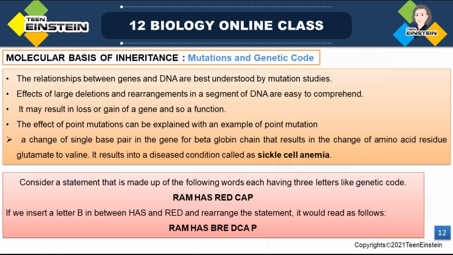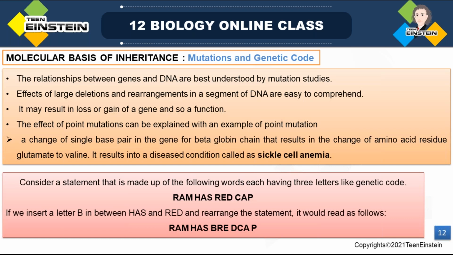Instead of glutamate, which amino acid should it form first? In the normal case, it should form glutamate. But that change or mutation in that single base changes the product to valine. Instead of glutamate, valine is getting produced. So this results in the diseased condition called sickle cell anemia.